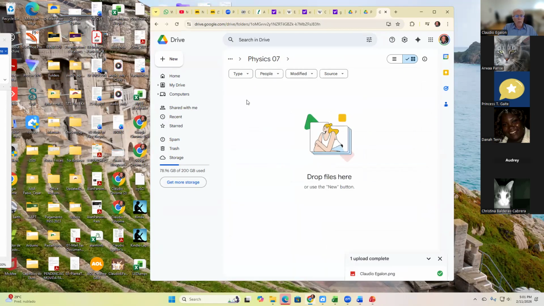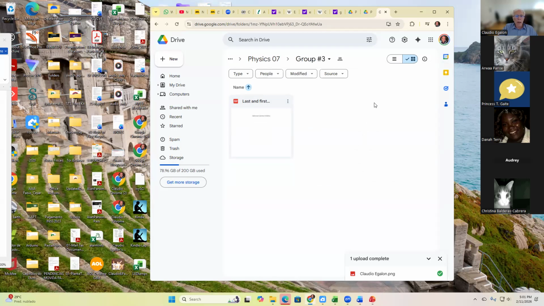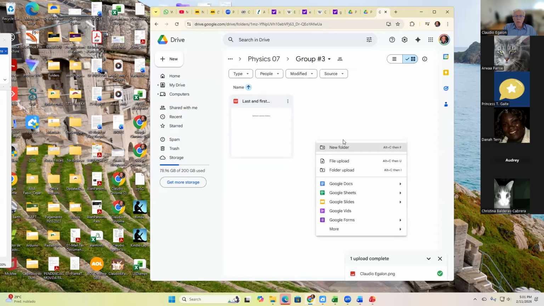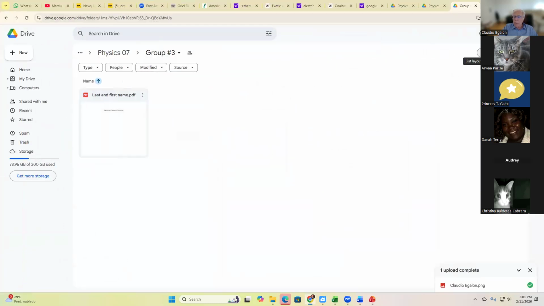Okay. Group number 1, no. Group number 2, no. Group number 3, yeah, I see someone, but I don't see the name of the person in the file name. Let's see. New folder, how's this? View type, people modified. Is that the one? List layout, okay. Christina, here you go. That's Christina.